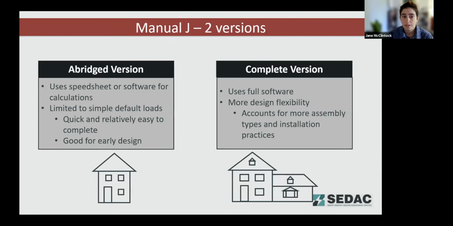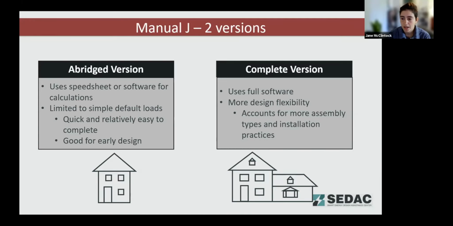There's an abridged version, which is the Manual J speed sheet, which is available on their website, and we'll look at briefly here. And it's a limited set of default values for essentially pretty basic construction. So these are pretty strict rules, but it is a relatively quick and easy way to complete the Manual J. And it's good for early design. It's also good for getting a sense of the calculations and can be appropriate for replacing equipment. But there's a lot of key limitations to this abridged version.